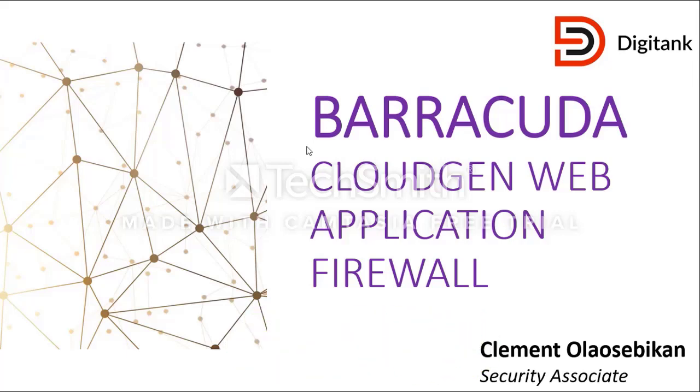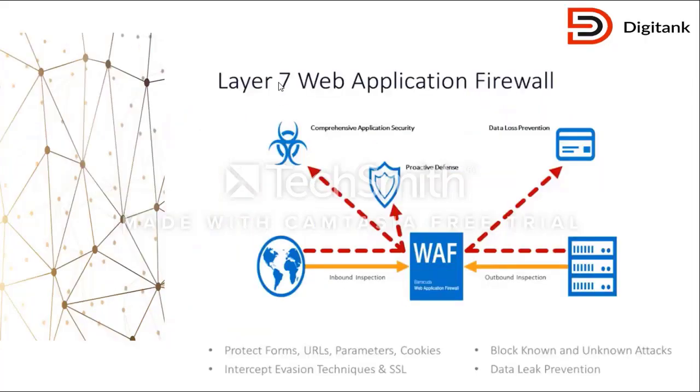I'm going to take you through a brief overview of what the Barracuda Web Firewall is all about and why it is important for you to have one of these. As you can see, the Web Application Firewall can protect you from inbound and outbound attacks through several inspections. You can see inbound inspection, outbound inspection, and protection against different zero-day attacks. It's ready to protect you from all attacks, blocking known and unknown attacks. For the known ones, the Barracuda Web Application Firewall has the ability to protect you by giving you visibility into the things that are happening in your environment.